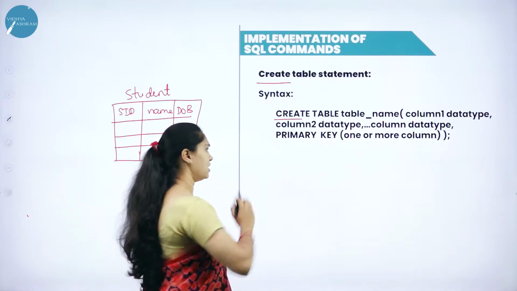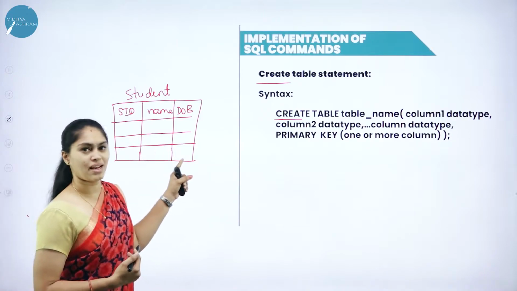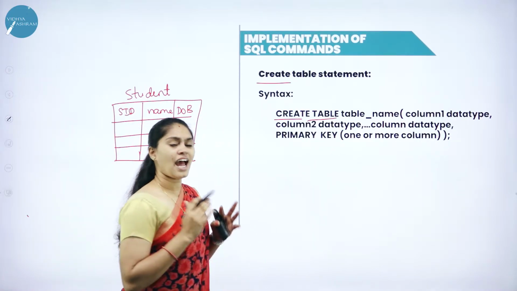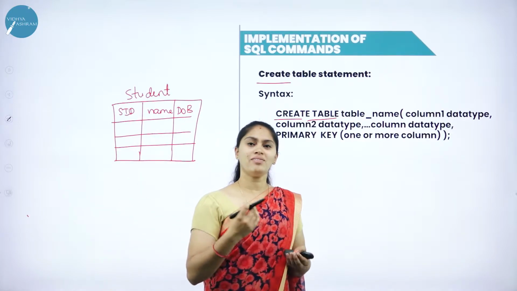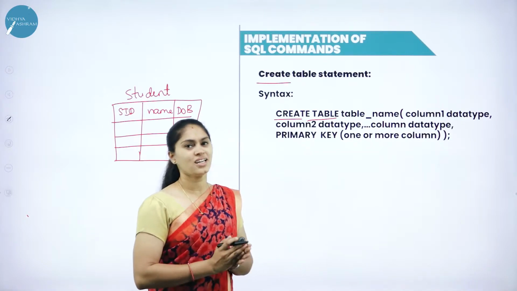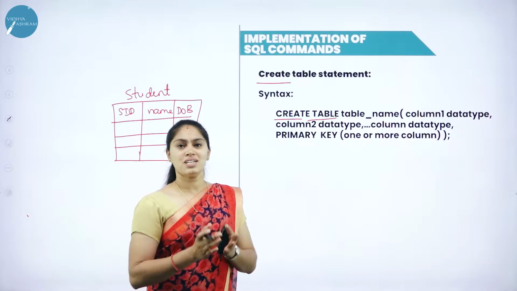Here create is a keyword. Okay, then what I wanted to create? This is table. I wanted to create a table, so you have to mention table. And I have to give a name for a table. Why do we all have a name? In order to uniquely identify our identity, we all have a name. In the same way, if I wanted to give a name for a table, it must be unique in nature.